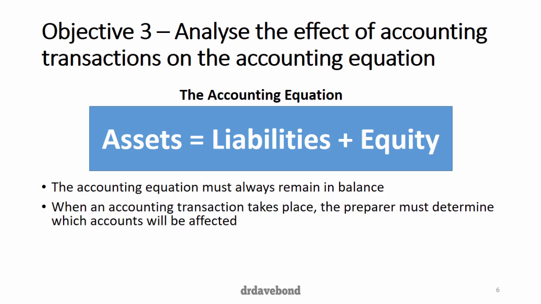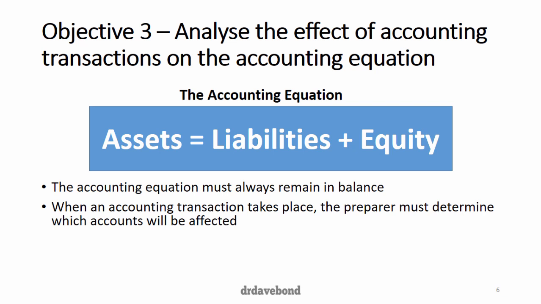Every single transaction, whenever it takes place, the accounting equation must always remain in balance. So that means you could have an asset going up and a liability going up, or it could be that you have an asset going up and another asset going down, or a liability going up and equity going down. However it takes place, the left-hand side and the right-hand side must always balance out.